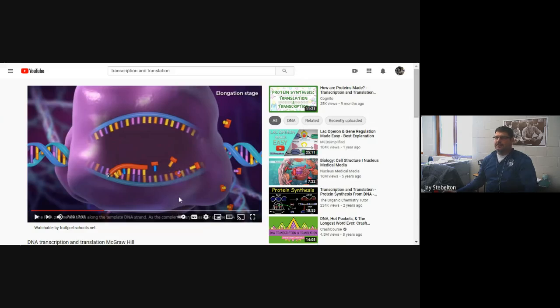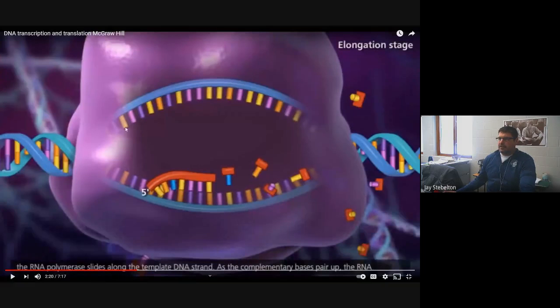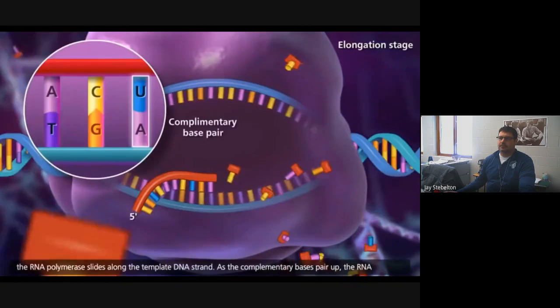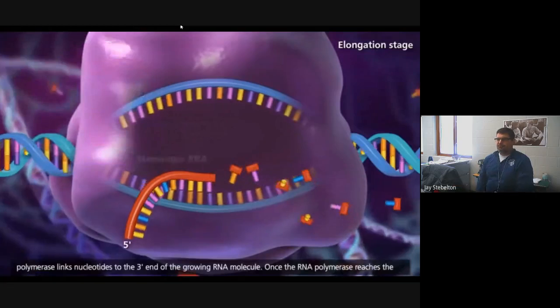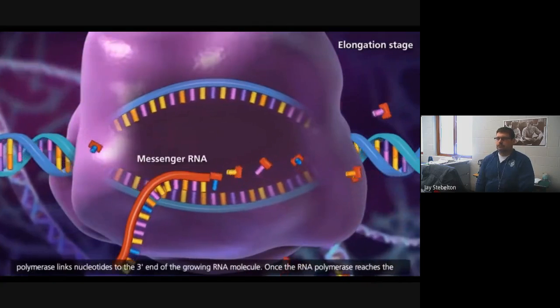Okay, so listen, this is that part. This is the original DNA strand, and it's split. This would be loading the roller coaster. So they take one part of the original DNA strand and they form the mRNA, the message from that part. So loading the roller coaster, once this is all loaded, this message is going to leave the nucleus and go to different parts of the cell. As the complementary bases pair up, the RNA polymerase links nucleotides to the 3' end of the growing RNA molecule.